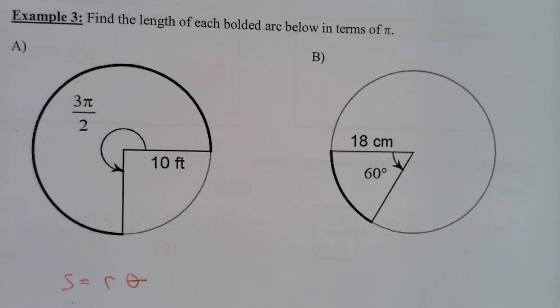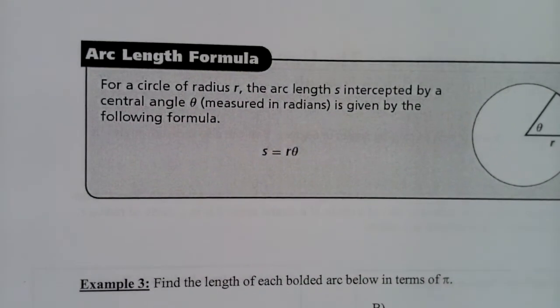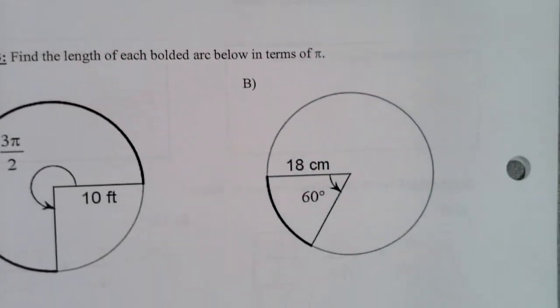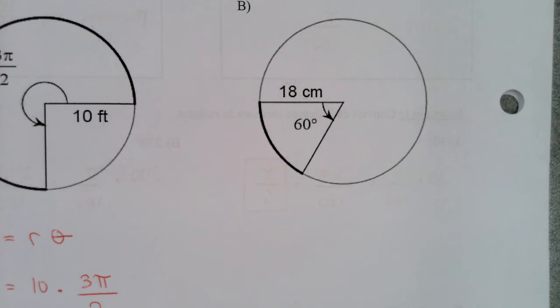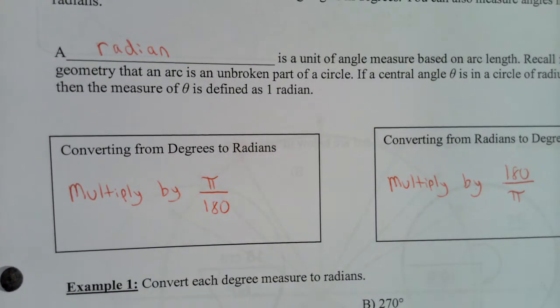Now notice the difference between 3A and 3B, okay? In 3A, the central angle was in radians. In 3B, the central angle is in degrees, okay? However, you have to have it in radians, so you're going to have to convert, just like we did on the first page, okay? So convert the 60 degrees to radians. In case you forgot already, to convert from degrees to radians, multiply by pi over 180.